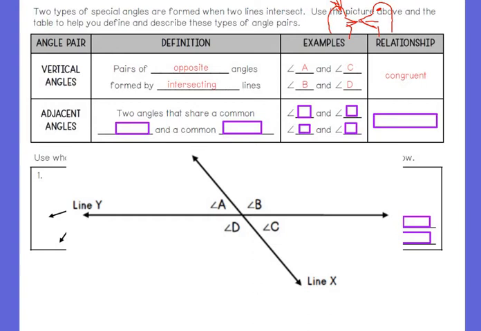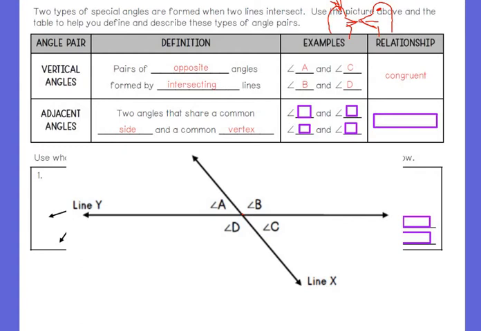Okay, adjacent angles is my next vocabulary word. Adjacent means two angles that share a common side and a common vertex. Vertex is where these lines intersect here. Adjacent angles is who you have to sit next to in class.